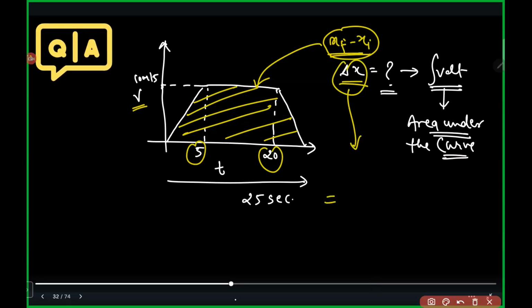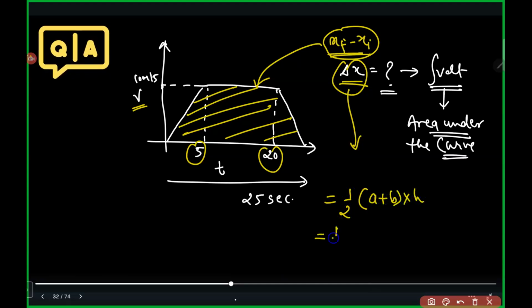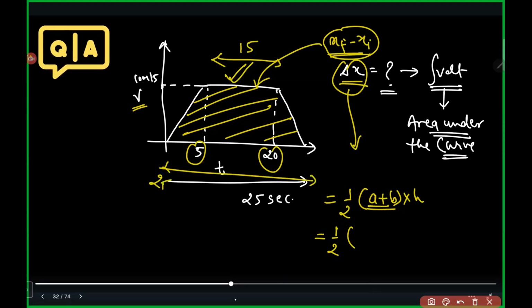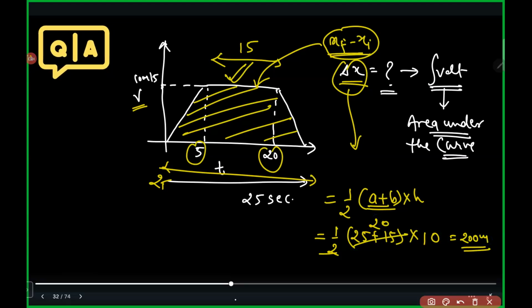So I know what the area under the curve is. It is a trapezium actually, right? And the area of a trapezium is nothing but 1 by 2 (a plus b) into h. Here a plus b means the sum of the parallel sides. What are the parallel sides? This one. So this length is 15, and this total length is 25. So I'll get 25 plus 15. And what is the height? It is 10. If I solve this one, I'll get 200 meter. So this is actually my change in position.